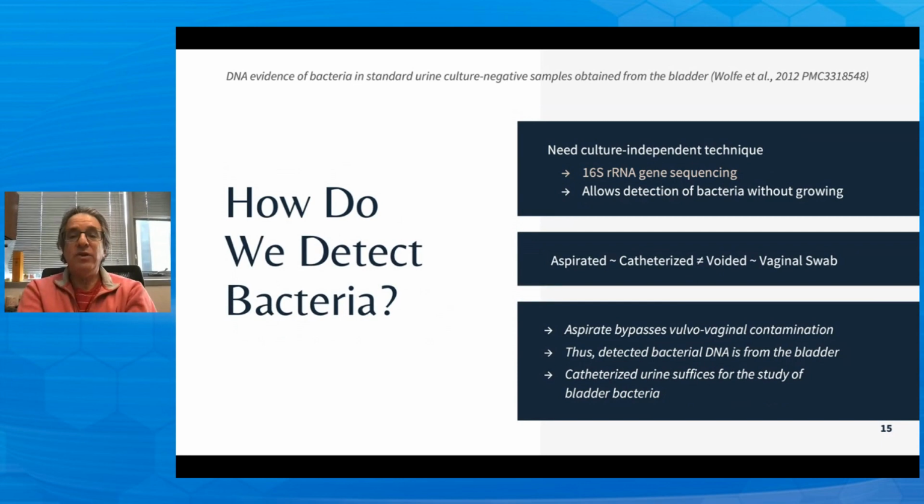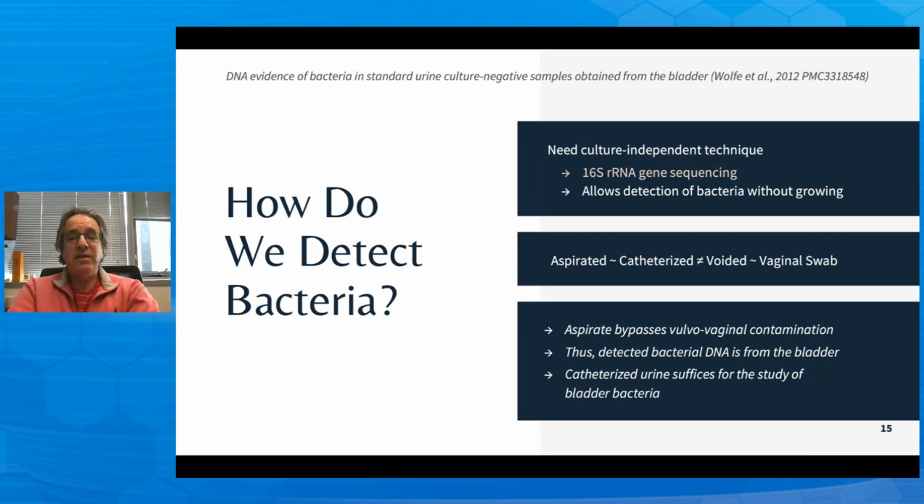Okay, we used 16S ribosomal RNA gene sequencing, which, like I told you before, allows detection of bacteria without growth, right? And what we found was that the aspirated microbiome looked very much like the catheterized microbiome. And too often, they did not look like the voided urine, which too often looked like the vaginal swab. Okay, so since the aspirate bypasses vulvovaginal contamination, I should have said these are all adult women going in for urogynecological surgery.